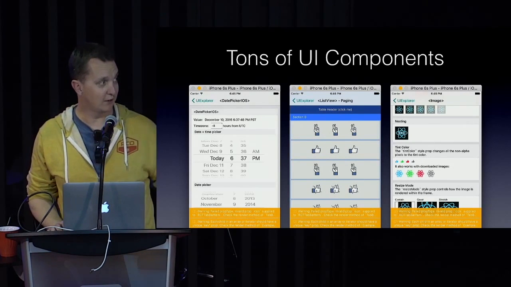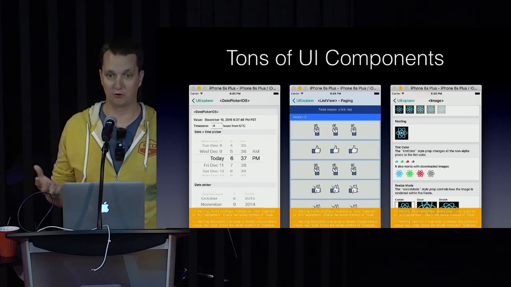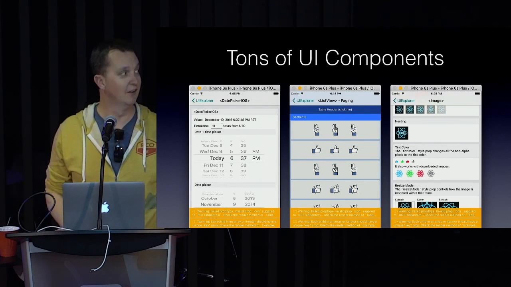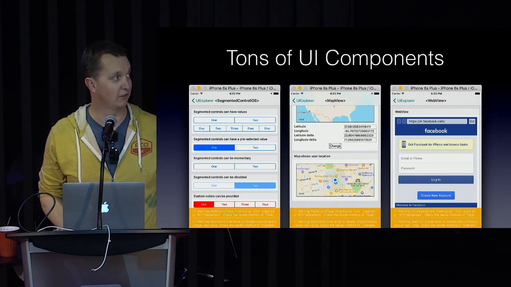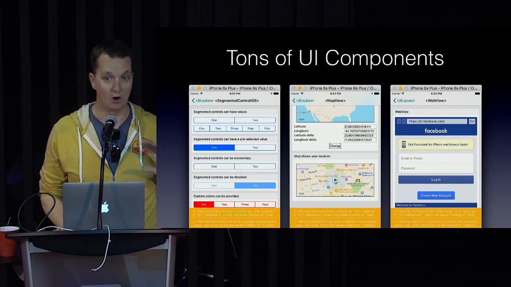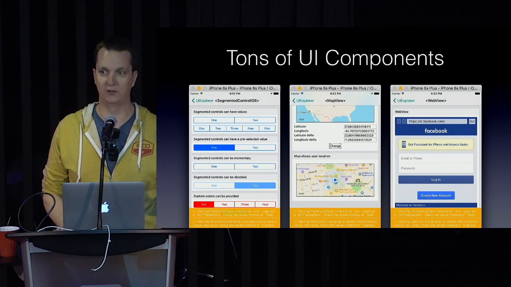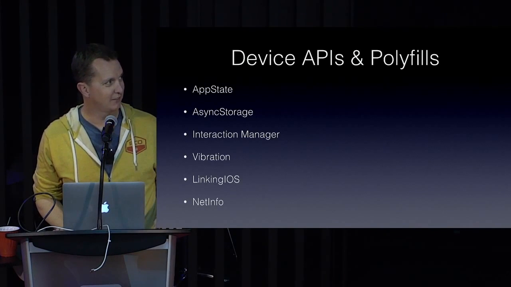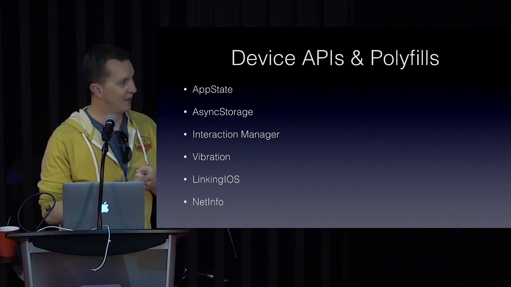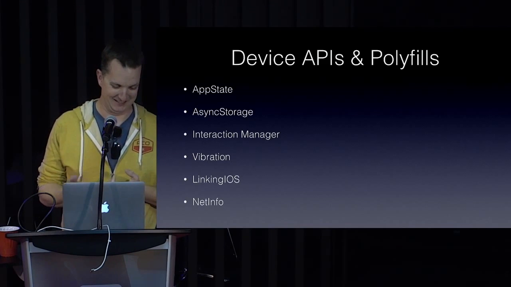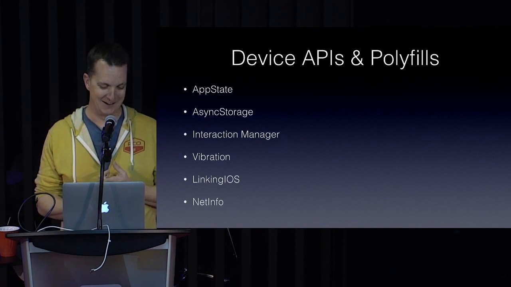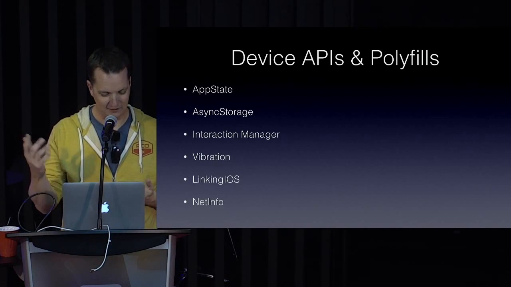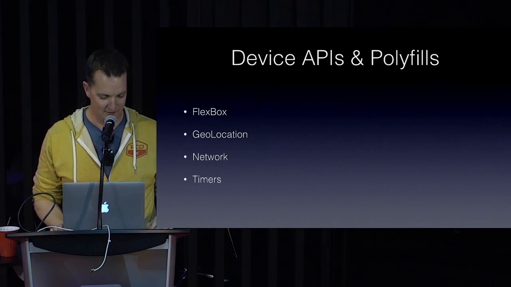So all of these UI components are basically just wrappers around the native components. And they're all really, really fast. And they're all native, so they feel like a real app, which is really nice. They have a bunch of APIs and polyfills to allow you to do app state, linking iOS, all of those fun things.